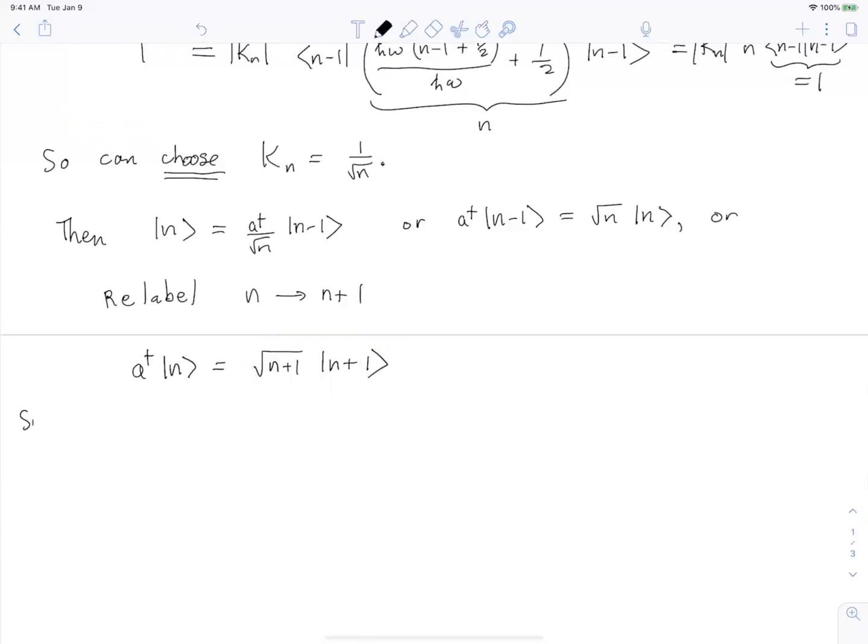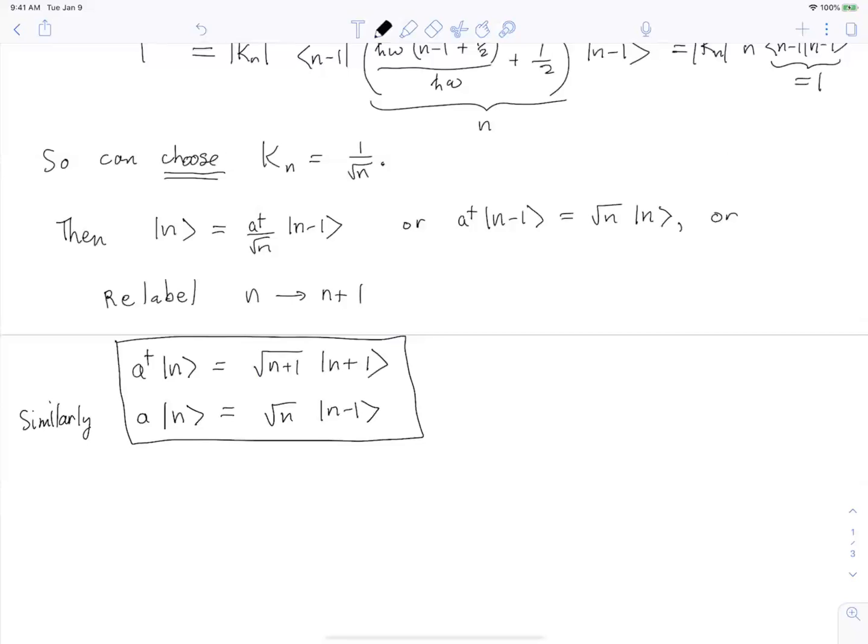And similarly, if you do everything that I just did, but with a replacing a dagger, you get that a acting on n is square root of n times n minus 1. So these are very important equations because they tell us how a and a dagger operate on energy eigenstates.